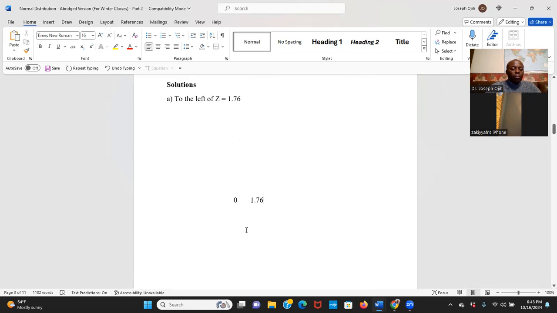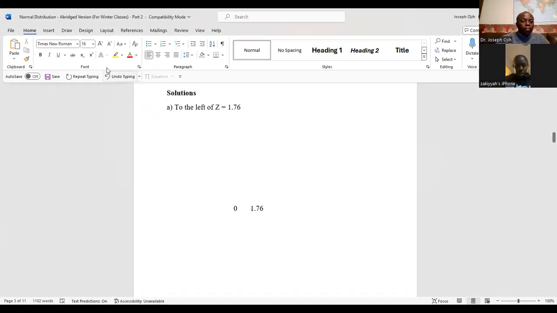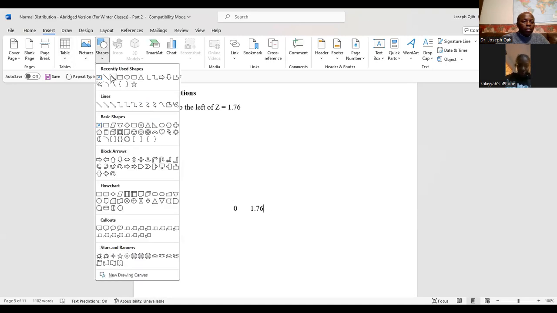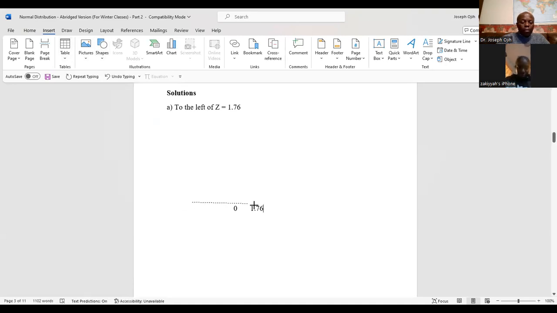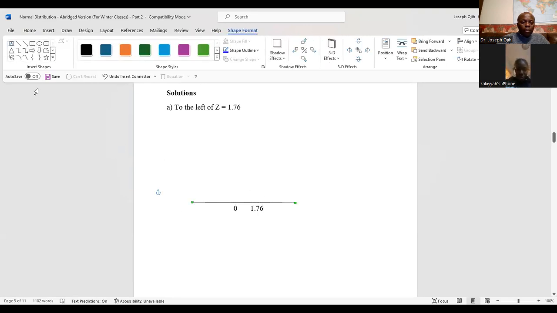So I'm going to draw the chart now. Let me draw this chart. I have from here to this point, then through the curve, the normal distribution curve. Then we can put the center line, which represents the mean. Then next, this is 1.76, so you put a line that represents 1.76. You can draw this on paper.